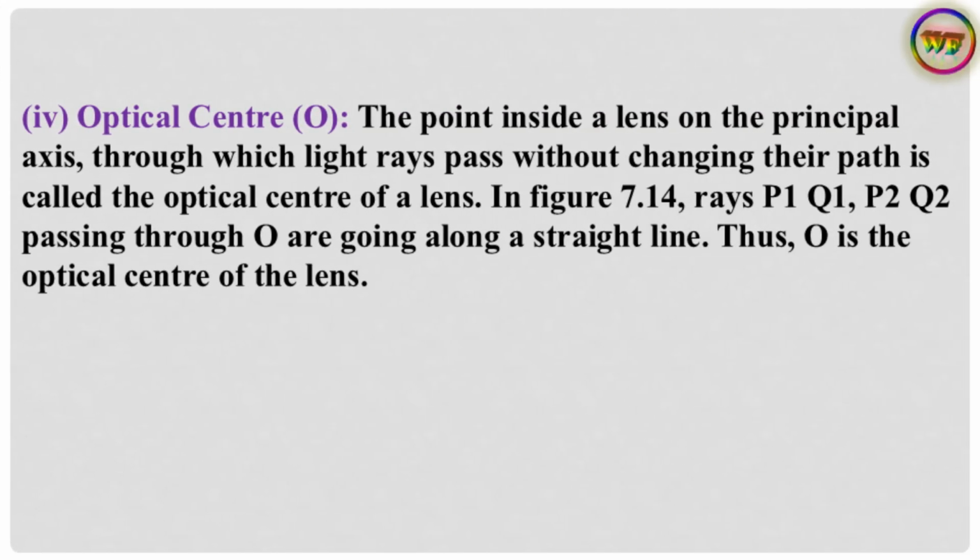Point 4. Optical center, O. The point inside a lens on the principal axis, through which light rays pass without changing their path, is called the optical center of a lens. In figure 7.14, rays P1, Q1, P2, Q2 passing through O are going along a straight line. Thus, O is the optical center of the lens.